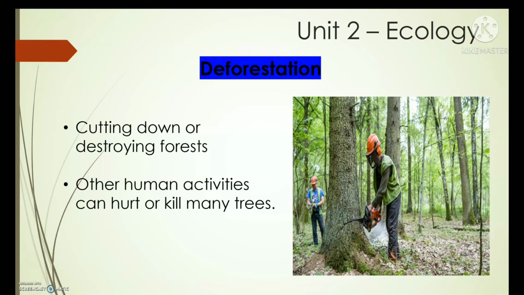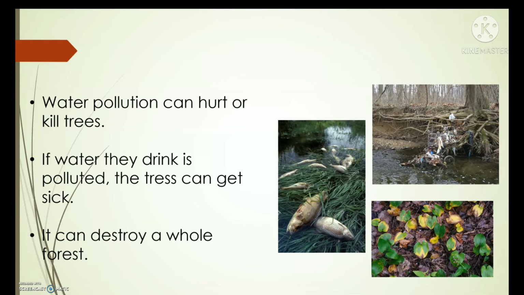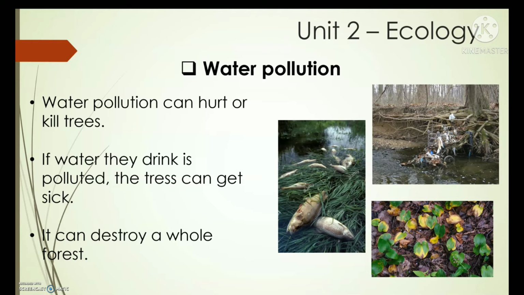Very good. So now let's talk about the causes of deforestation. Number 1, water pollution. Everybody repeat after me. Water pollution. Very good. So water pollution can hurt or kill trees.